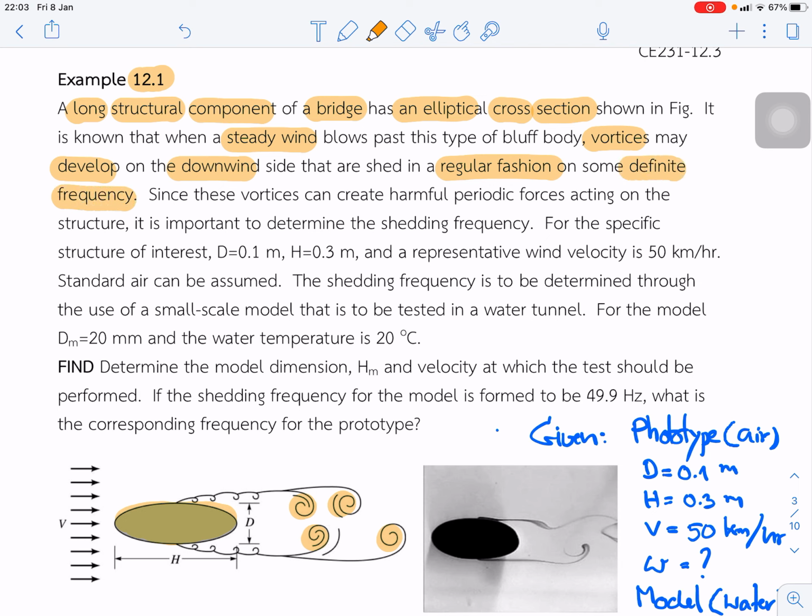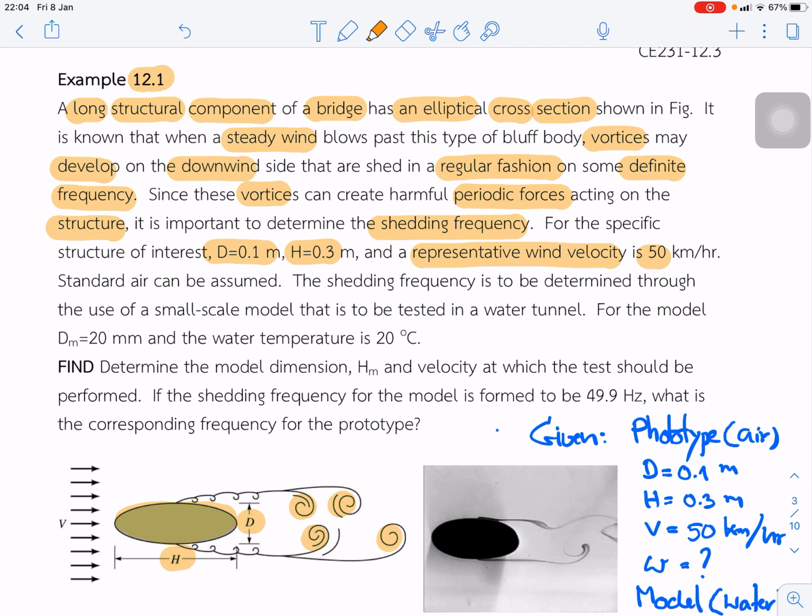Since this vortex shedding can create a harmful periodic force acting on the structure, it is important to determine the shedding frequency. For the specific structure of interest, the diameter is 0.1 meter, the height H is 0.3 meter, and a representative wind velocity is 50 km per hour.